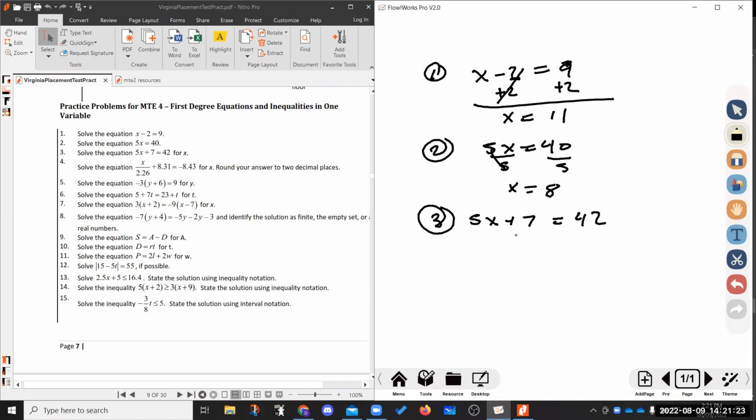This is a two-step equation instead of just a one-step equation like the ones above. First thing that we need to do is isolate the x's. So we're going to do that by subtracting 7 from both sides. When we do that, 5x is going to be equal to 35. Now we're going to divide both sides by 5, and x is going to be equal to 7.